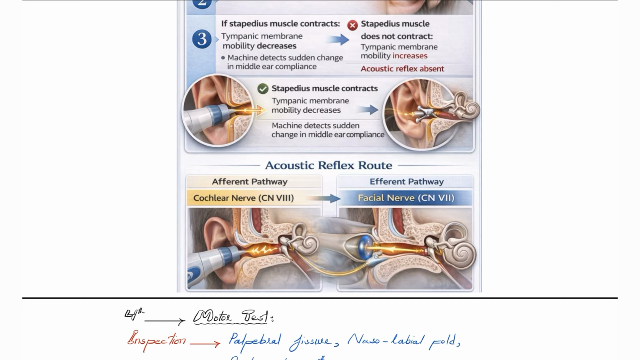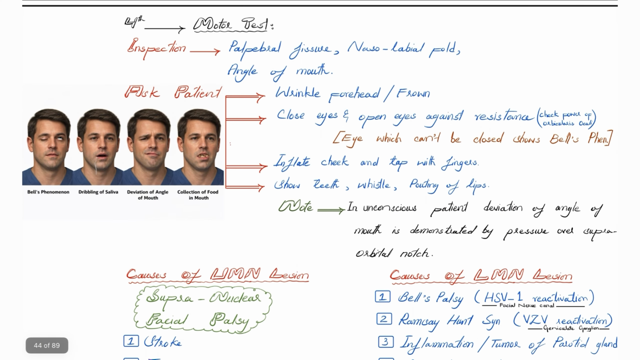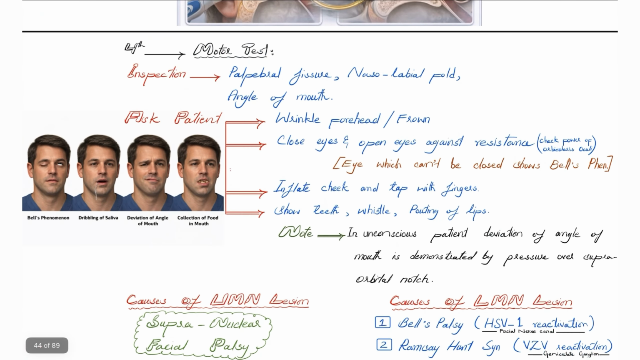After evaluating the acoustic reflex, jump to the motor test. First, general inspection. Check the palpebral fissure, nasolabial fold, and angle of mouth. Then ask the patient to wrinkle his forehead, and then ask the patient to close his eyes and open his eyes against resistance to check the power of orbicularis oculi. And if the patient is unable to close his eyes, then Bell's phenomenon appears, which means there will be upward rolling of the eyeballs. Then ask the patient to inflate his cheeks, and the examiner will tap with his fingers, and ask the patient to show his teeth, whistle, and pout his lips.